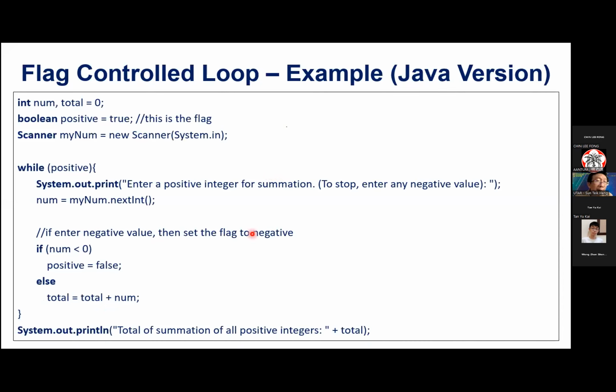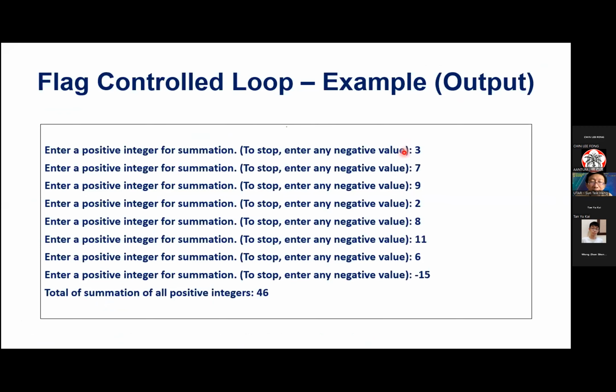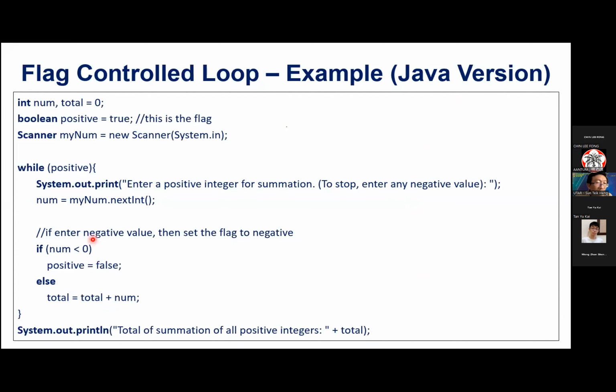So here we look at the Java version of the flag control loop. You can see here, it will continue to go on until the user enters a negative number. So when the user enters a negative number, this condition here will be true, and the variable positive will be set to the value false. By doing that, it will terminate the while loop.